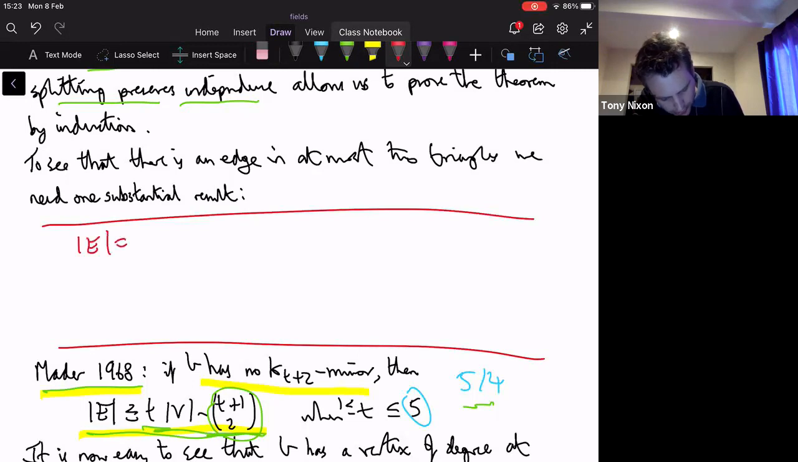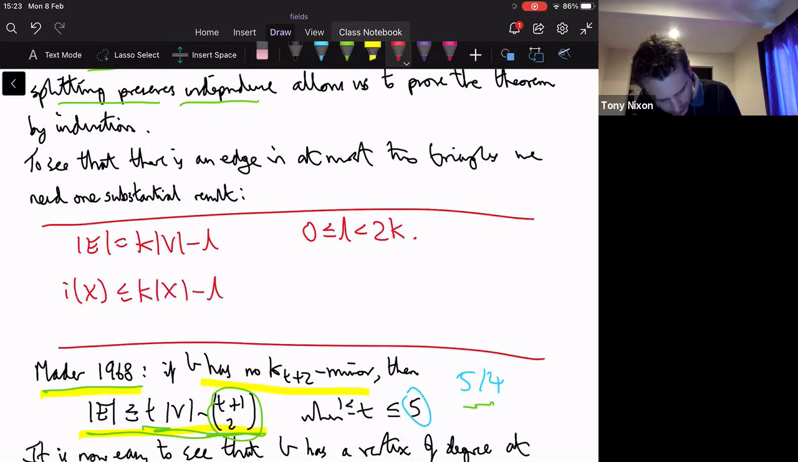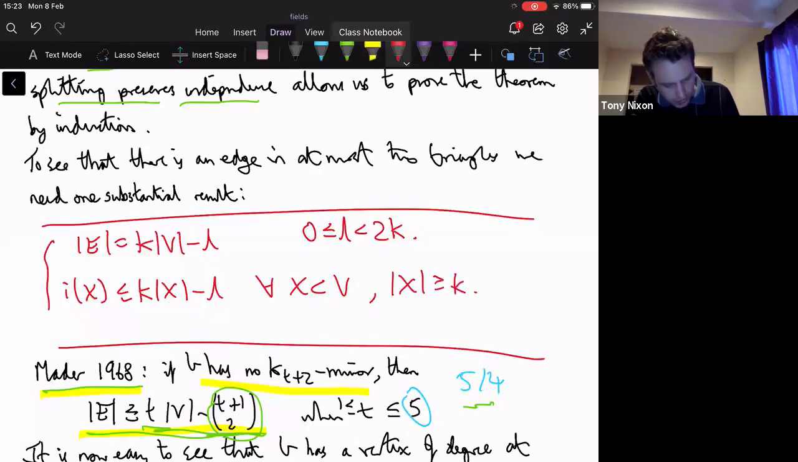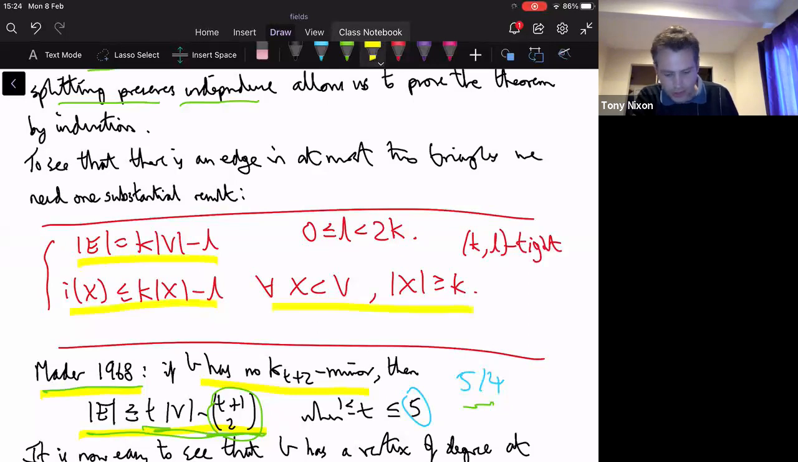So let's say E is equal to KV minus L. So K and L are natural numbers, and 0 is less than L is less than 2K. And let's say I of X is at most KX minus L for all X in V such that X is of size at least K. So this is the definition of a KL tight graph. It's a graph with this count, such that this sparsity condition holds for all subsets of the vertex set. That's a KL tight graph.